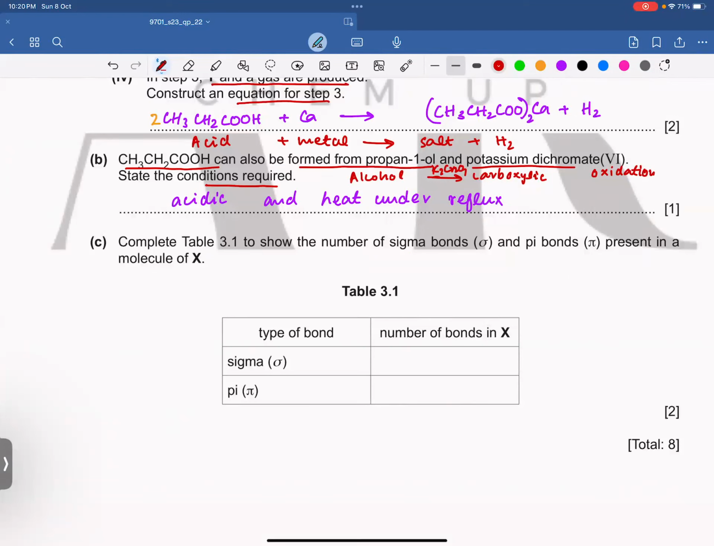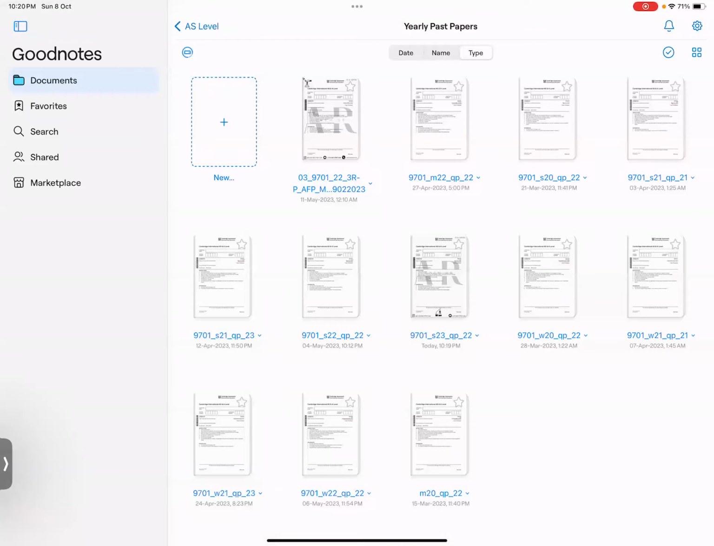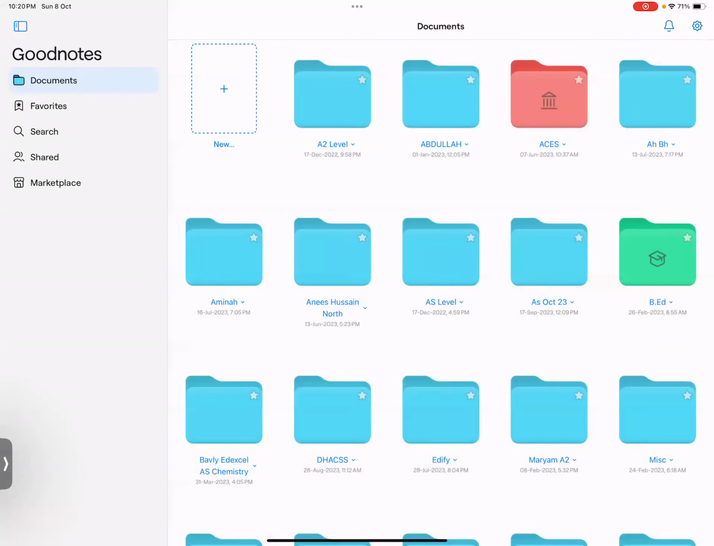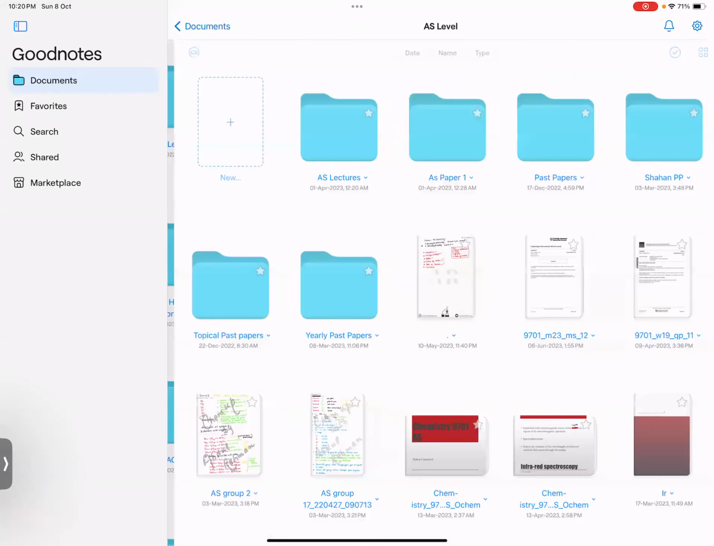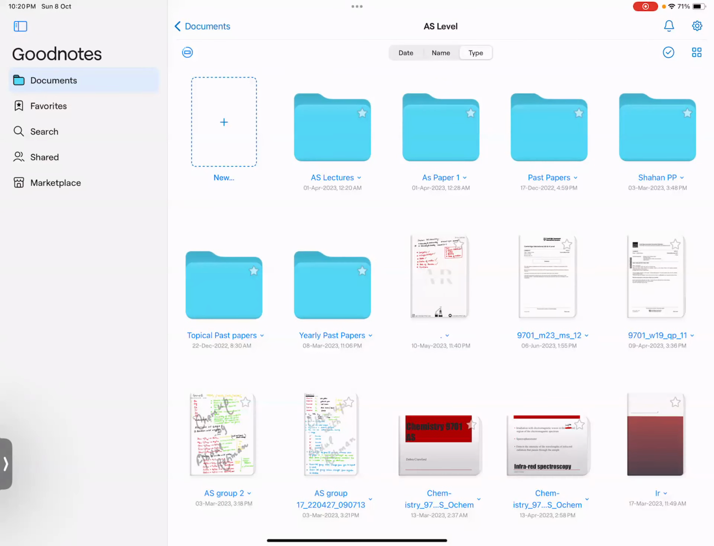Sir, can you explain heat under reflux? I think you forgot, we have discussed it in oxidation. Yes. Why are you not revising that?